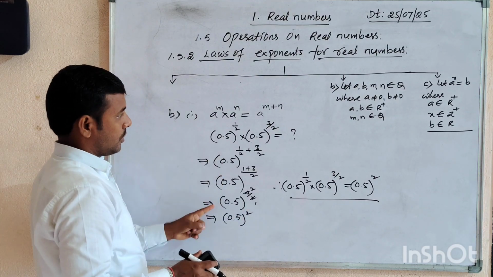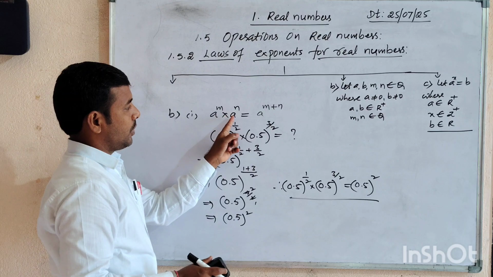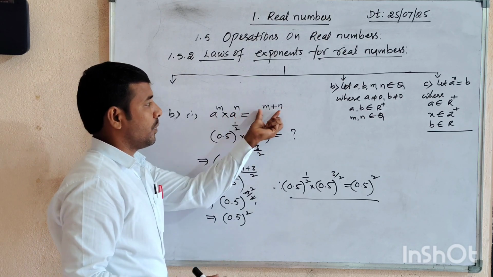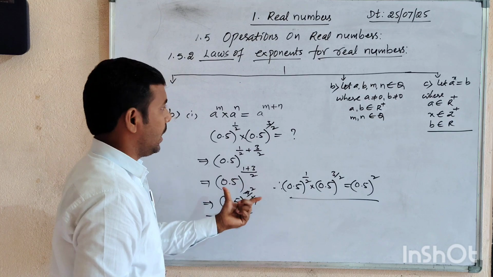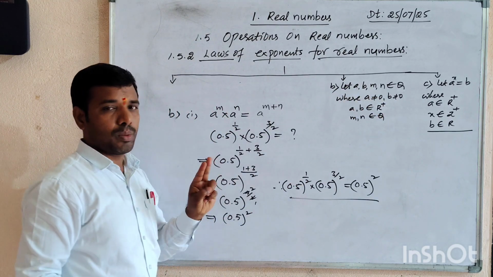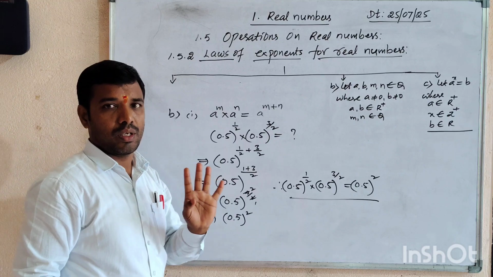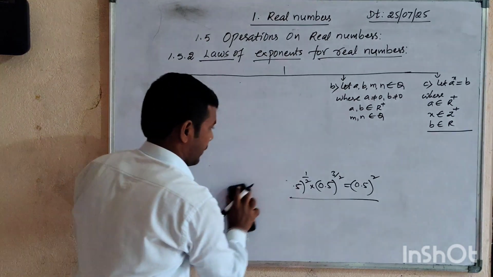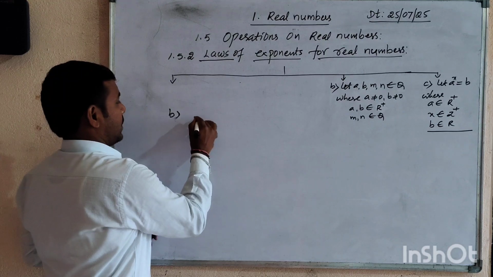I think you understood. This is a^m into a^n is equal to a^(m+n). When bases are equal, powers should be added. Based on that, and through these conditions, we did two problems. I think you understood very clearly. Let us go with one more formula. Let us go with the second.